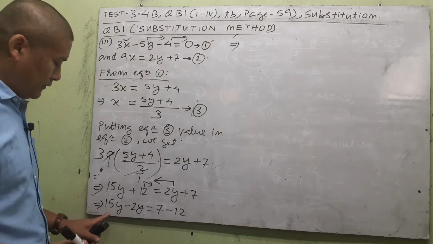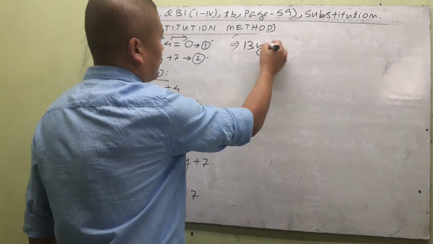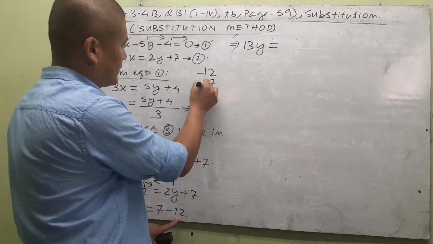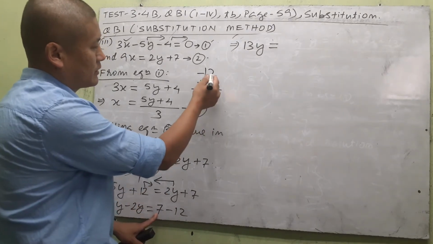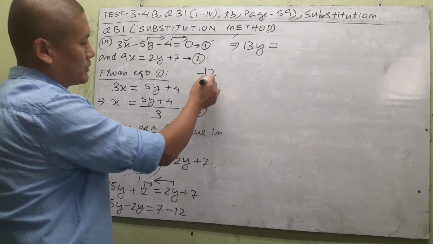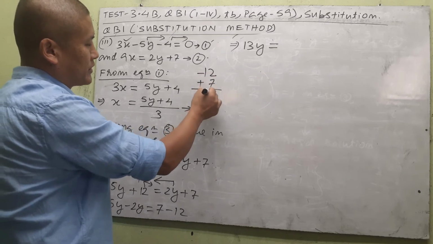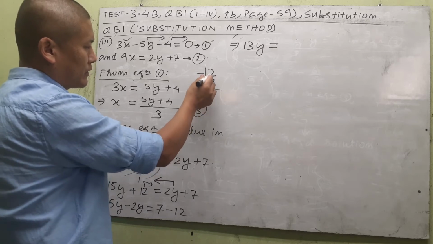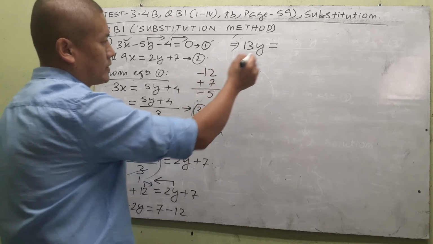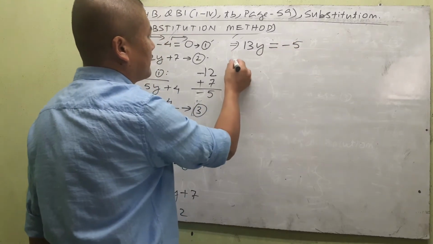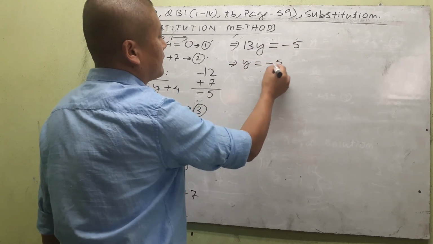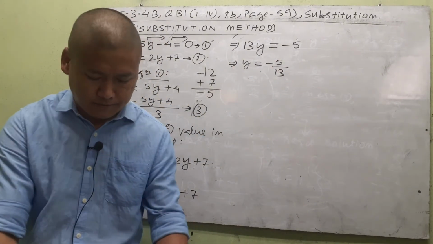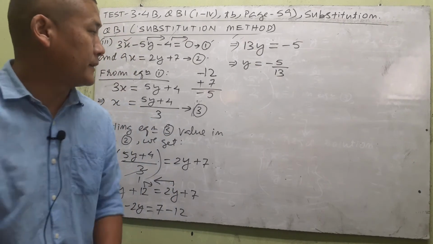15y minus 2y, 15 minus 2 is 13y. And 7 minus 12, bigger absolute value 12, and 7 has no sign, which means plus. So subtract, because minus and plus means subtract. 12 minus 7 is 5. And 1 is taken to make 12 here, so no more. And bigger number 12, sign minus, so here also minus. So we write here minus 5. So y will be minus 5 divided by this 13 will come down. Okay. I hope the answer is right. It's correct, minus 5 by 13.